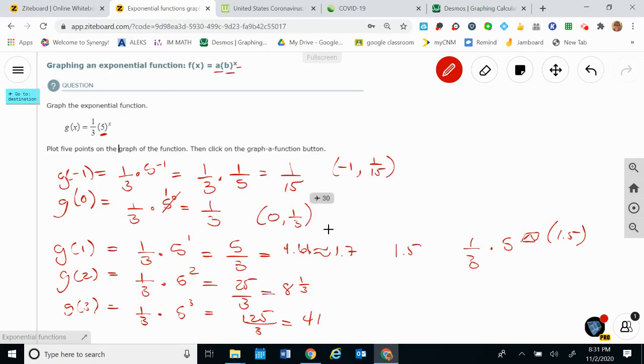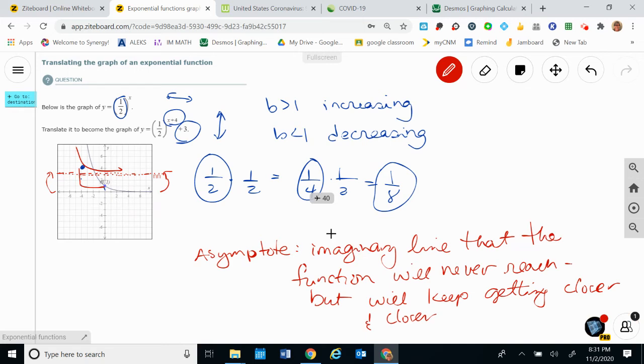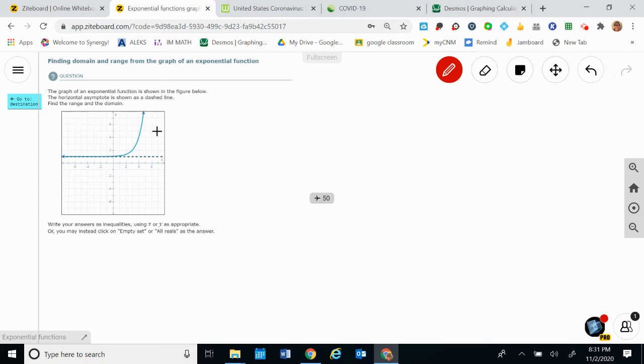So, sorry, I went the wrong direction. Here we go. Okay, there it is. The graph of an exponential function is shown. The horizontal asymptote is shown as a dashed line. Fill in the range and the domain.